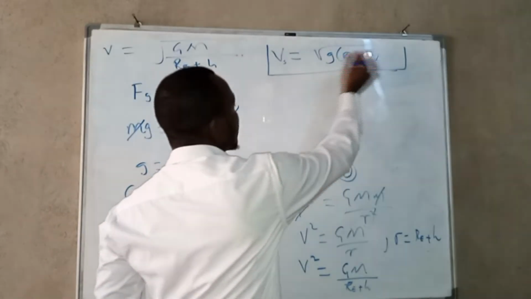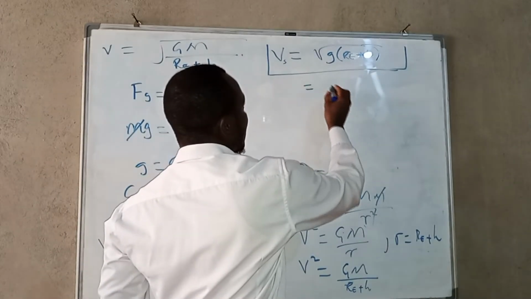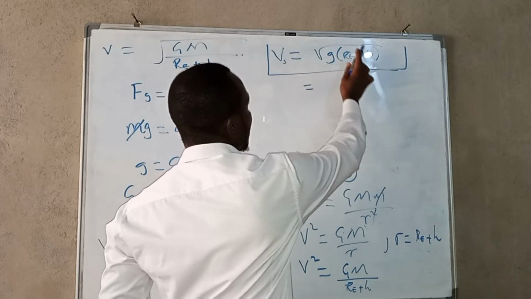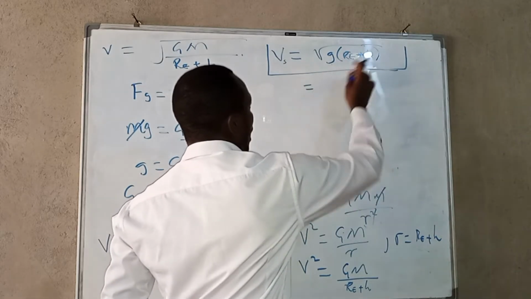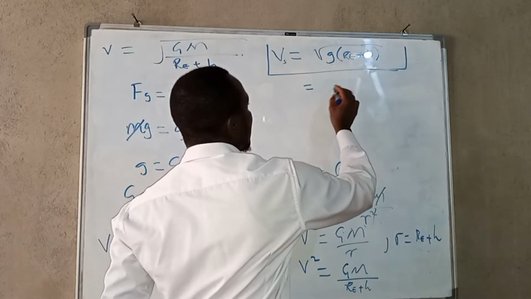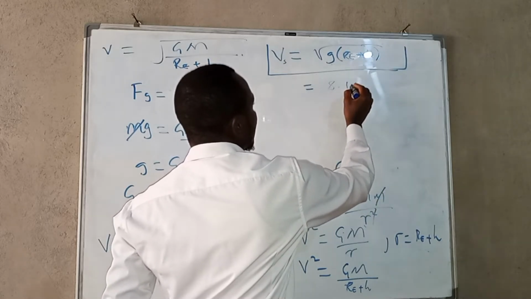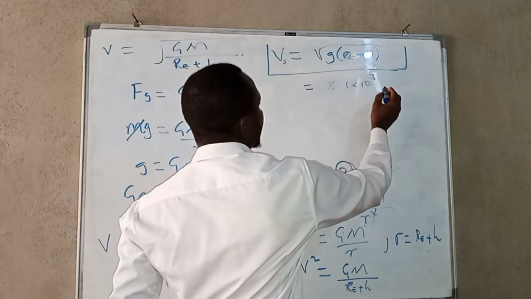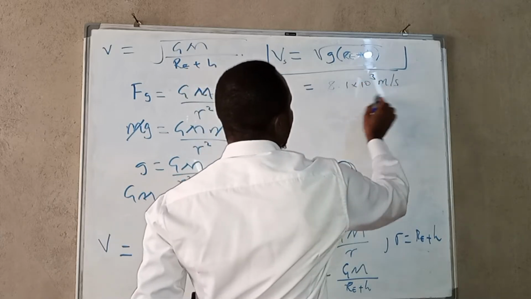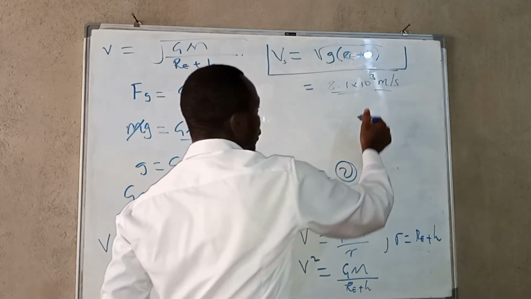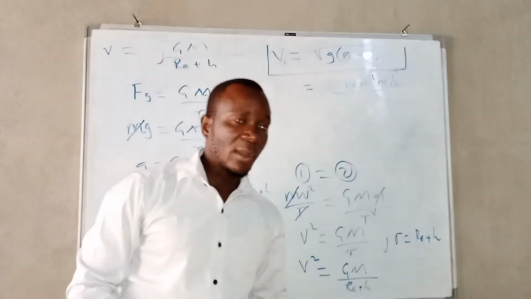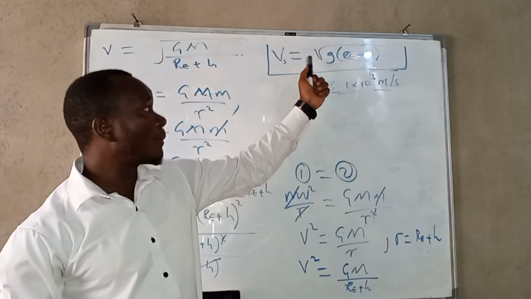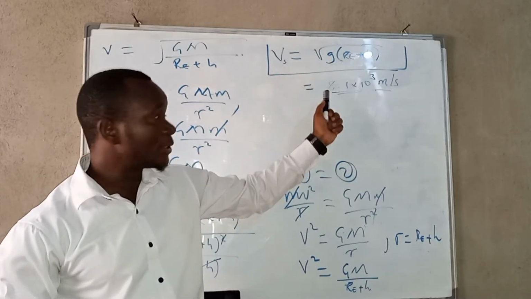If we put in the values that we had, 9.8 for g, and the radius of the earth plus the altitude here, we are going to get 8.1 times 10 to the power 3 meters per second. This is an approximation of what we get when we plug in the values. In this video, I just wanted to let you know about the overall information that we need to know here.